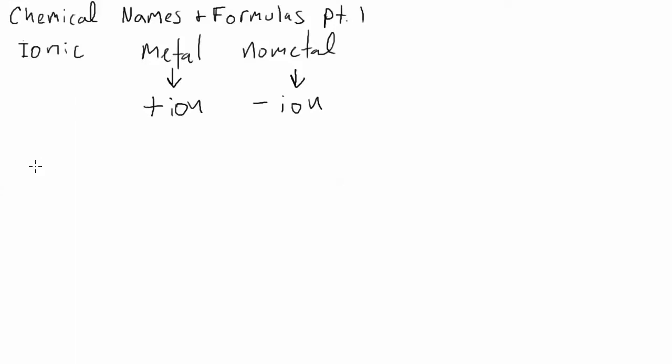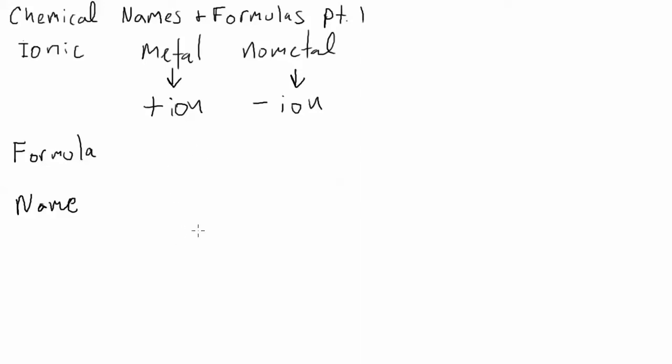So basically, you have to be able to either look at the formula for a compound and figure out what the name of that thing is, or if you are given the name of a compound or the two elements in the compound, you need to be able to write the formula for it. So this lecture is going to be about how to do those things. Let's start with an example.